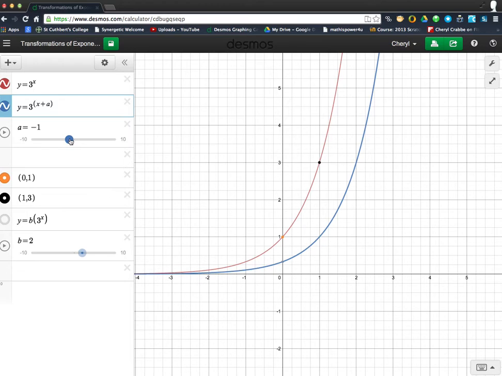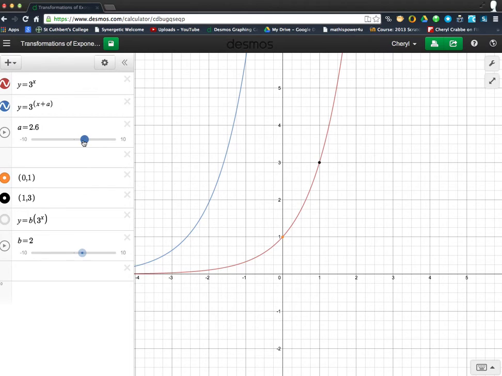by 1. So we know now that if we add 1 here or 2 there, we go to the left by that amount, and if we add a negative value, we go to the right. So it's opposite. So remember, that transformation being added directly to the x means that we go opposite and we go either right or left.